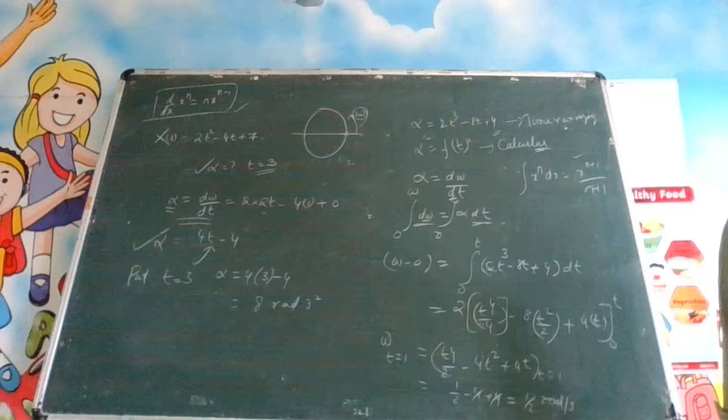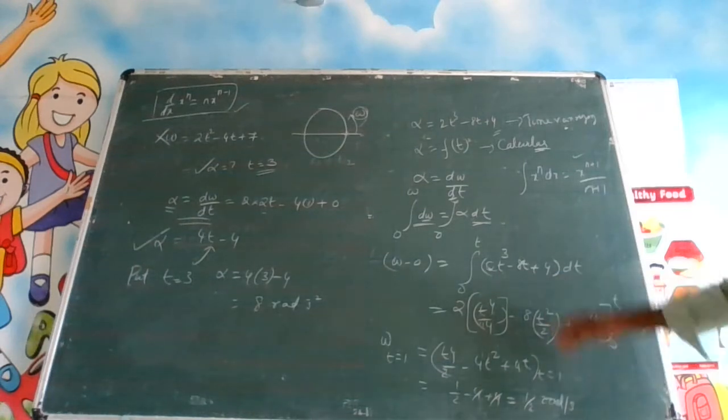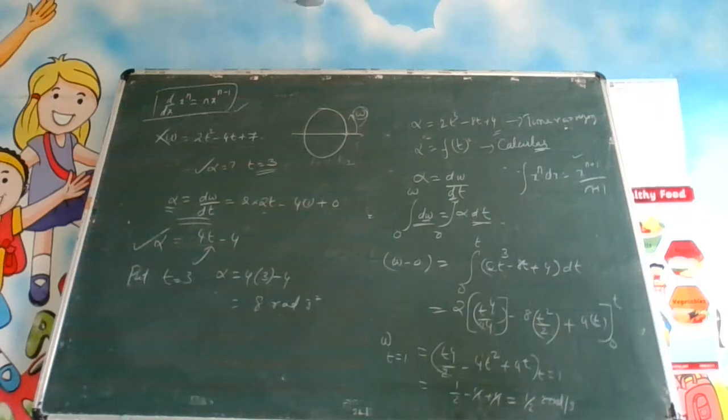Okay? I hope I have been clear with this simple example how to calculate the omega and alpha values when a time varying function is provided to you. Take a screenshot and write it down.